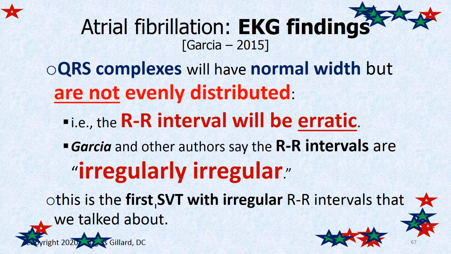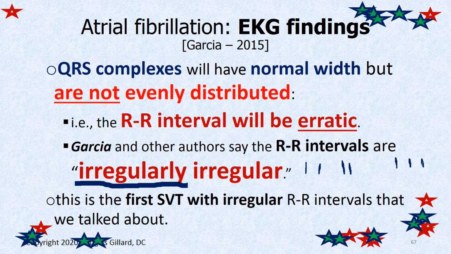All right, what about the EKG findings on atrial fib? So now this is a little different. Many authors, even the one I was reading today, they love this word, irregular. The RR intervals are irregularly irregular. In other words, the RR intervals are all over the place. There's one RR interval, there's the next one, there's the next one. They're like crazy all over the place.